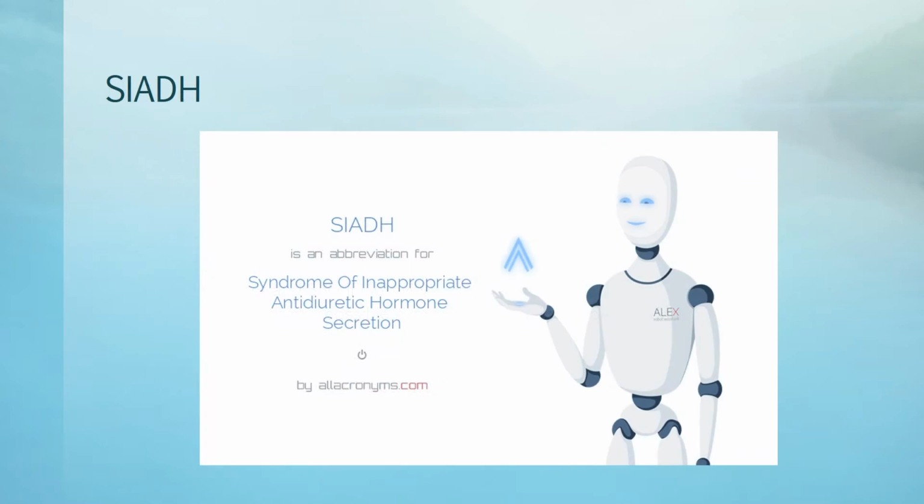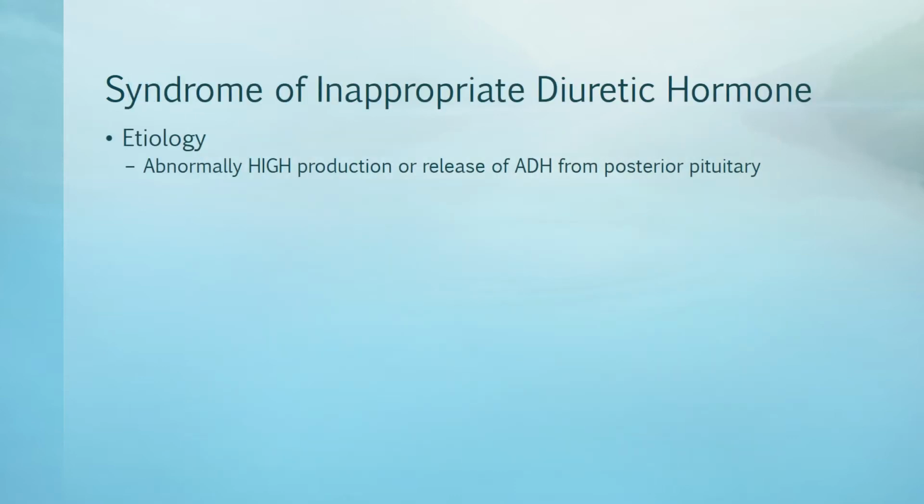Okay, so now we're going to go ahead and start talking about SIADH, which is syndrome of inappropriate antidiuretic hormone secretion. A good way to remember it, which is the way I used to remember it, is syndrome of increased antidiuretic hormone, because really it is just an excessive antidiuretic hormone release. So it's going to be the complete opposite of diabetes insipidus.